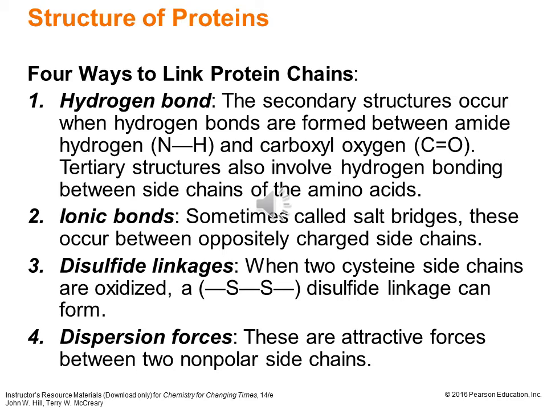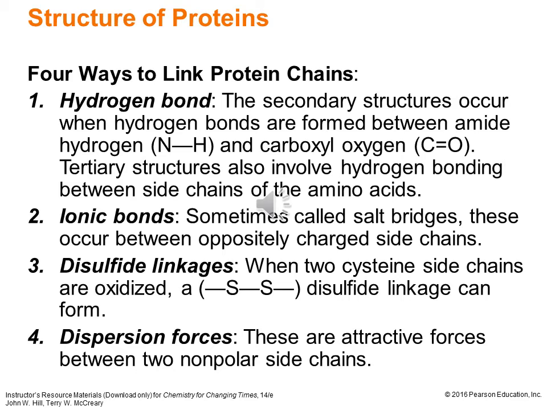The first and the strongest interaction that's not a true bond is the hydrogen bond. We call it a bond, but it's not truly a bond. It's an intermolecular interaction, and it occurs when secondary structures can form hydrogen bonds between typically amide hydrogen NH groups and carboxyl oxygen groups. Tertiary structures will also involve hydrogen bonding between the side chains of the amino acids. So a number of those amino acids are side chains that can participate in hydrogen bonding because of OH groups, for instance, or NH2 groups.